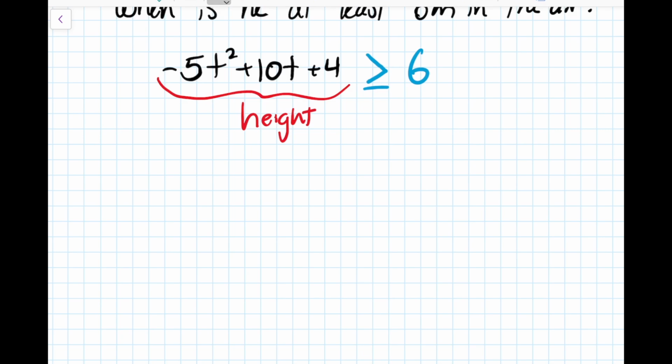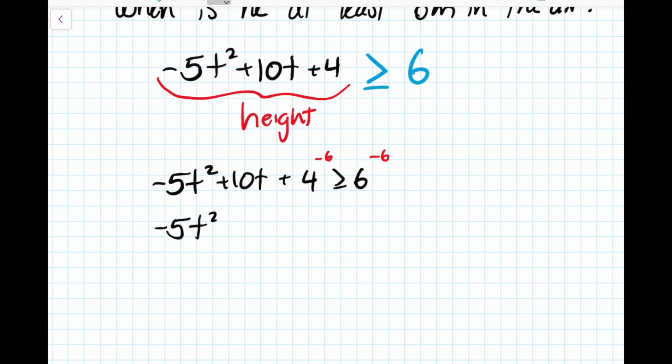So before we can use the quadratic formula, we do have to make sure that 6 on the right side of our equation gets moved over to the left, right? So remember, when we're doing our inequalities, when we're solving for our x-intercepts, we do have to make sure that this thing equals 0. So I'm going to subtract 6 on both sides here, and I'm going to get left with negative 5t squared plus 10t minus 2 is greater than or equal to 0.